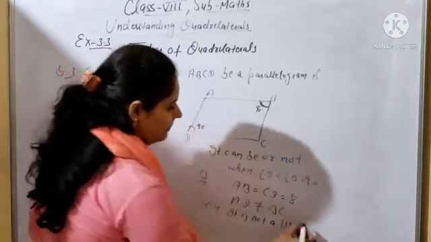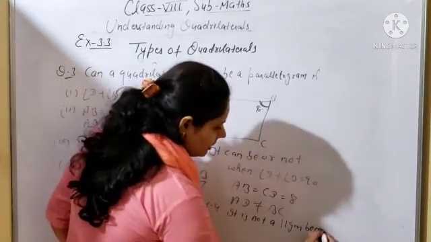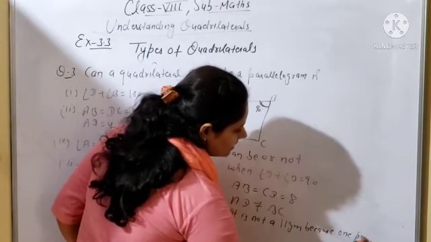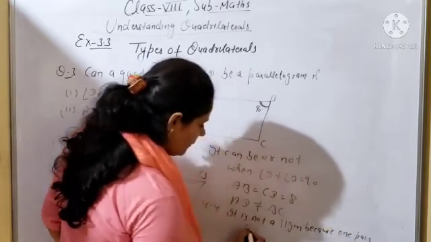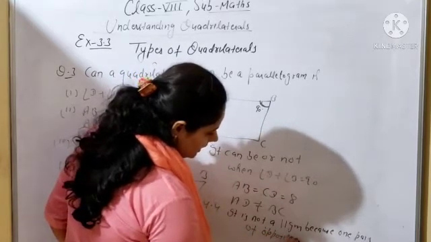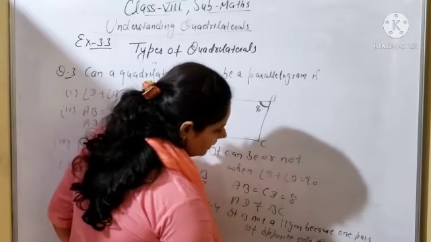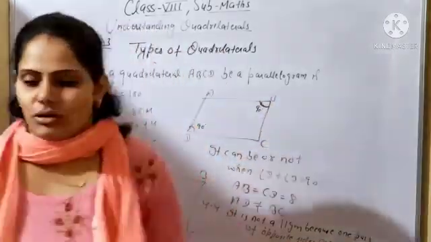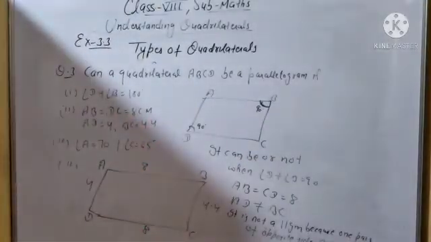It is not a parallelogram because only one pair of opposite sides is equal. In a parallelogram, both pairs of opposite sides should be equal, but here only one pair of opposite sides is equal.